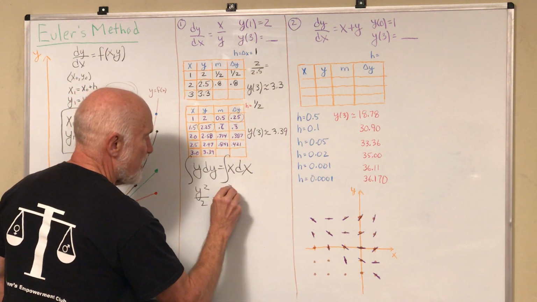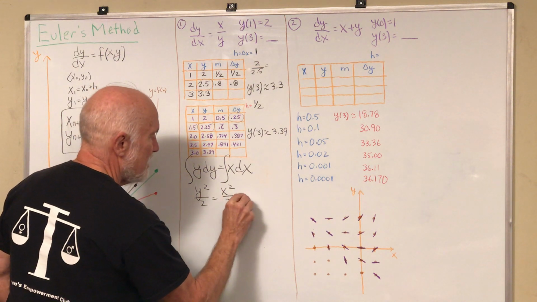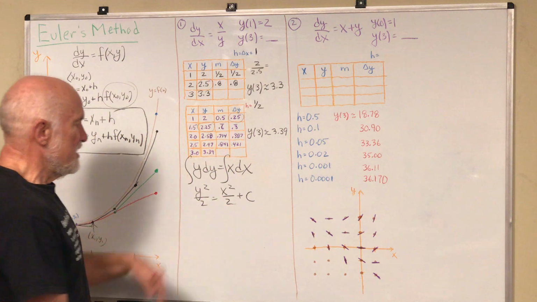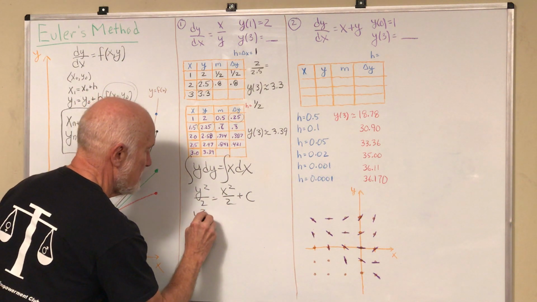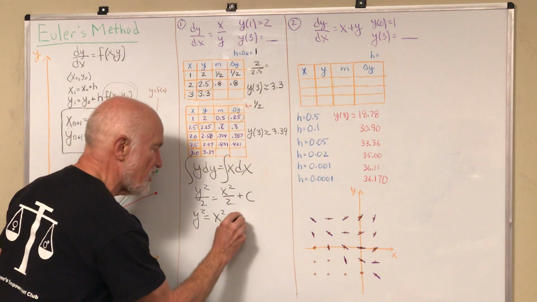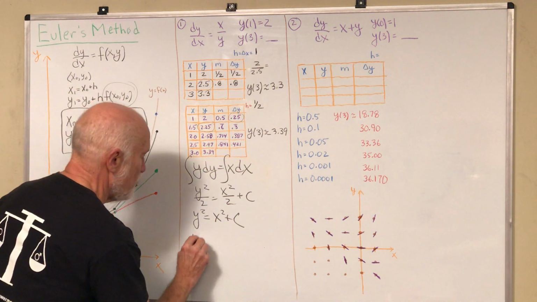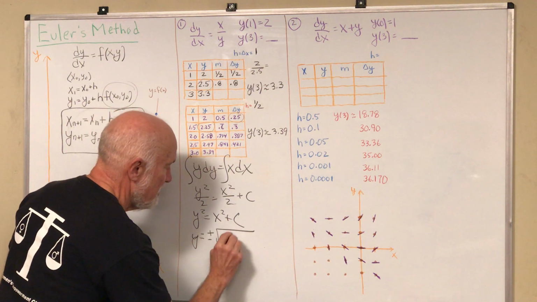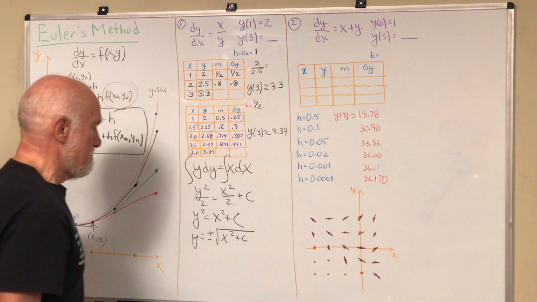I'm going to go through this fairly quickly because we've done a bunch of these before. Now we multiply everything by 2. Y squared equals x squared plus 2c, which we just call c. And then y is plus or minus the square root of x squared plus c.